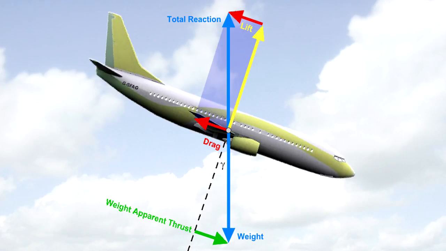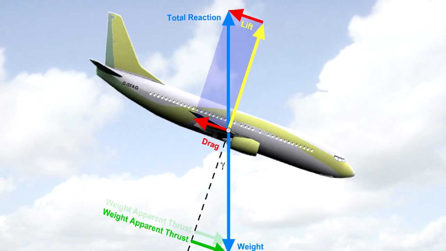This concept will be shown through this next sequence. A heavier aeroplane will have a greater magnitude of weight apparent thrust. If left unchecked, the aeroplane will accelerate to a higher speed. As the speed increases, lift force will increase, but so will the drag force. Eventually, there will be enough total reaction to balance weight and enough drag to balance weight apparent thrust.